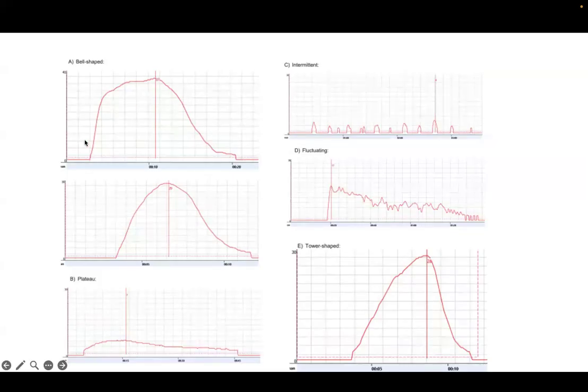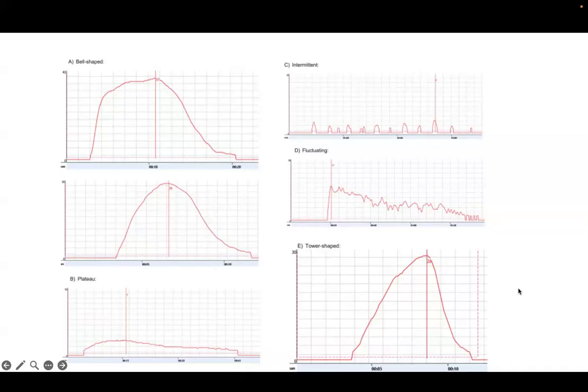In this picture, the first one, A, is a normal bell-shaped curve. In B, we can see reduced and prolonged Qmax. And in C, we can see the intermittent flow. The urine stream starts and stops. In D, we can see the fluctuating flow. And in E, there is a rapid upstroke and rapid downstroke, so hypercontractile bladder.